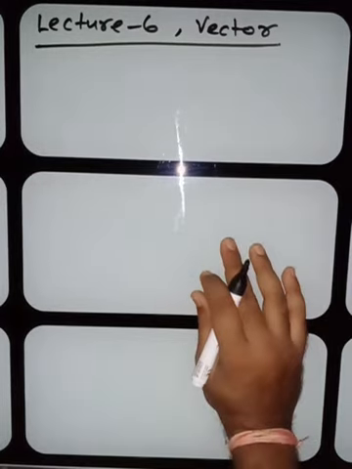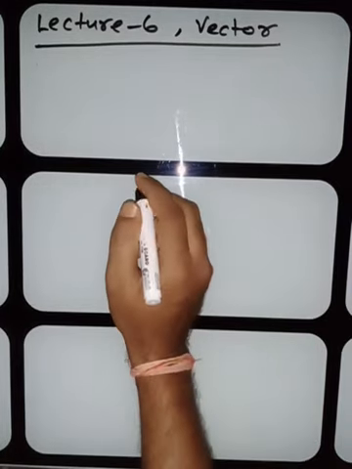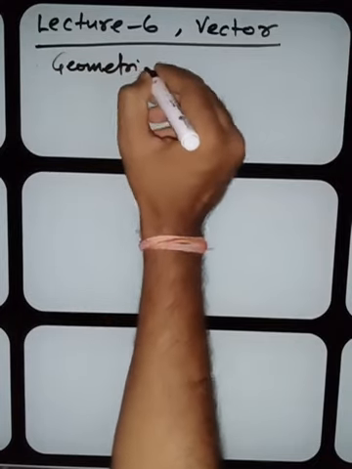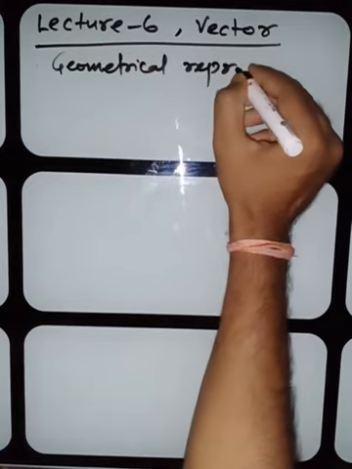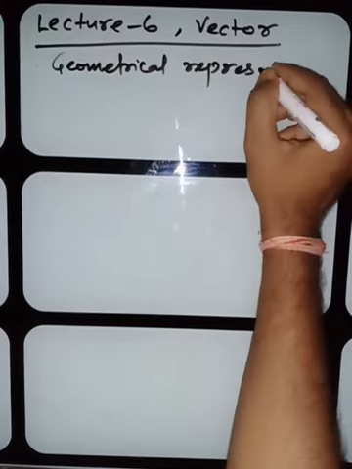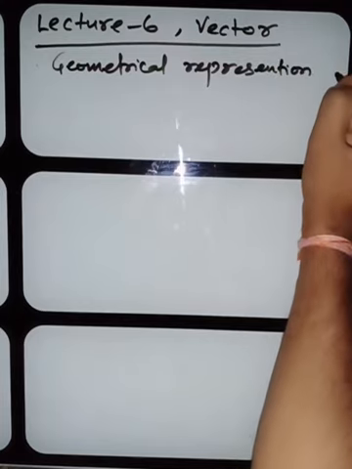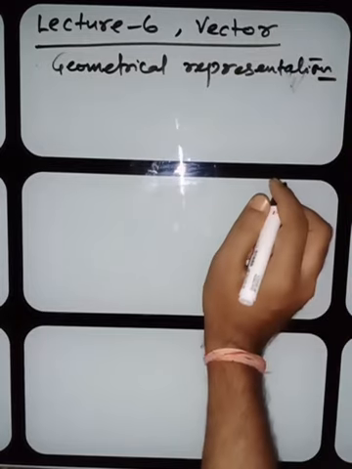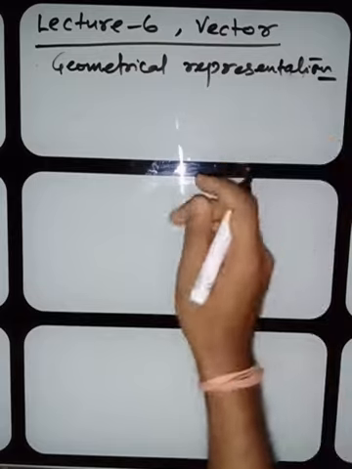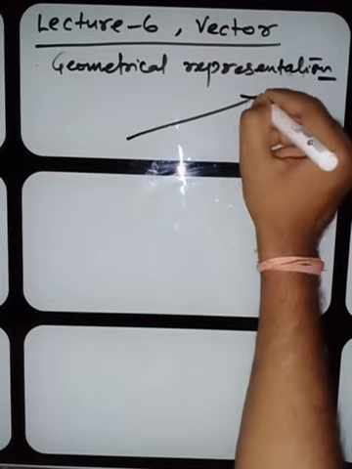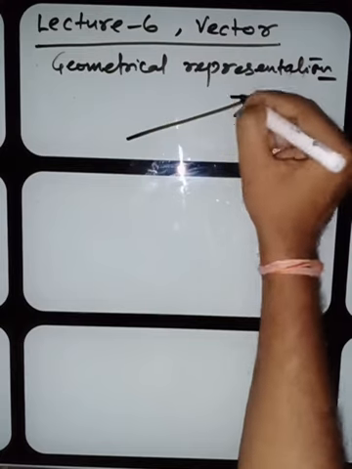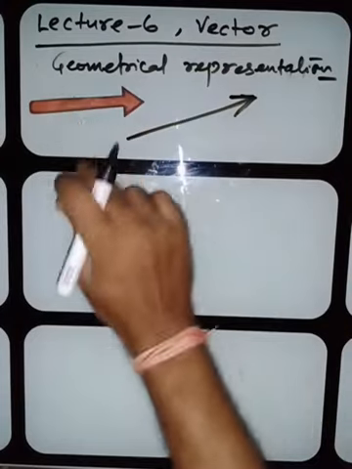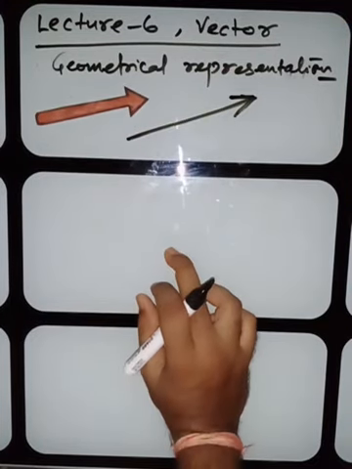All right, now first, the geometrical representation of vector. Geometrical representation. Remember, a vector is represented by an arrow. All right, an arrow, like this arrow I have made for you. You can see this is the vector.